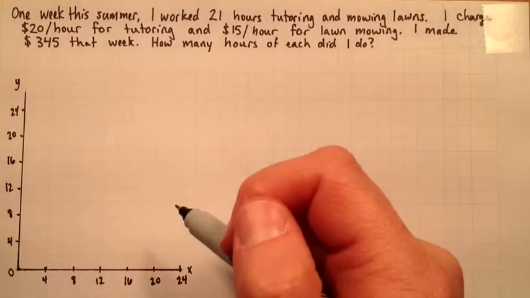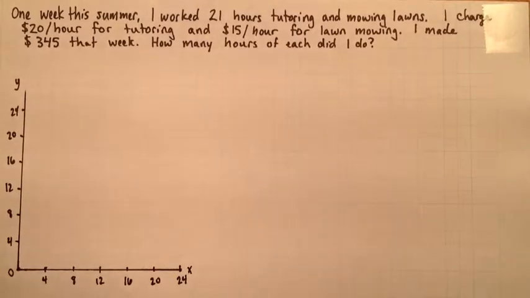So this is an example of a type of problem that we can solve with a linear system. We can get two different equations going, and then we can graph them, actually on this conveniently prepared graph, and then the way the lines cross will be the answer to our problem.